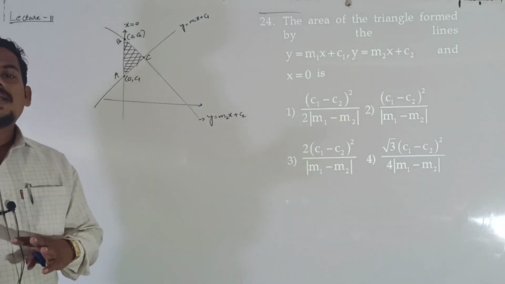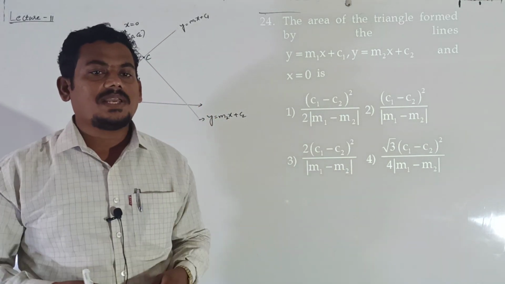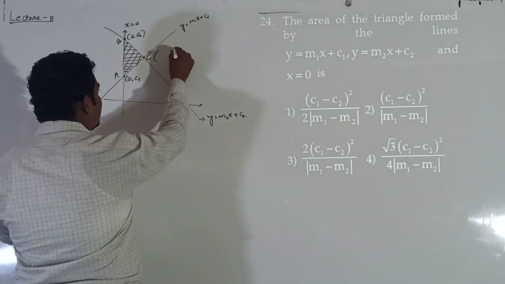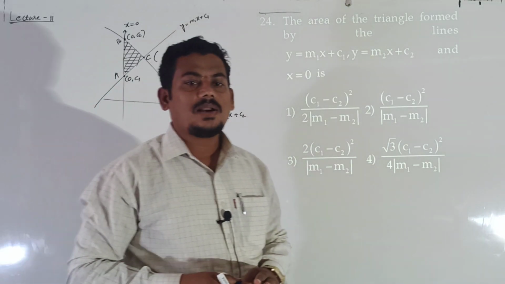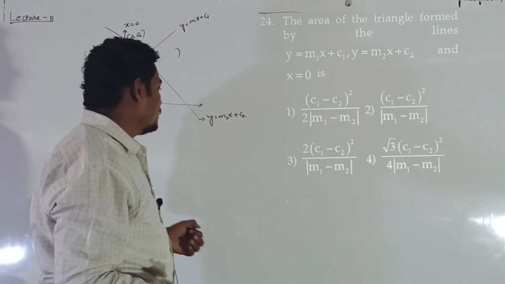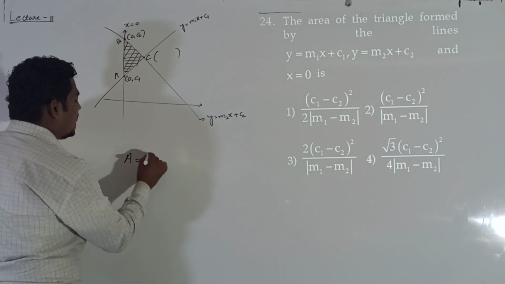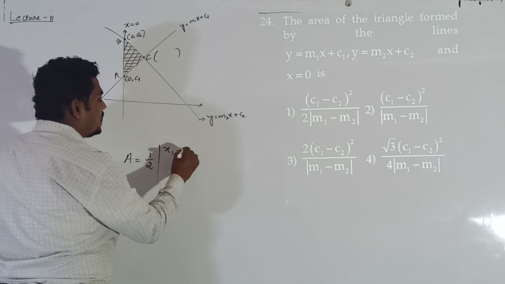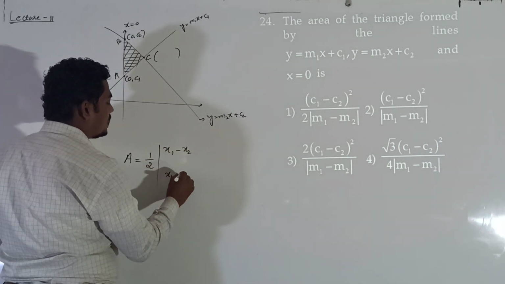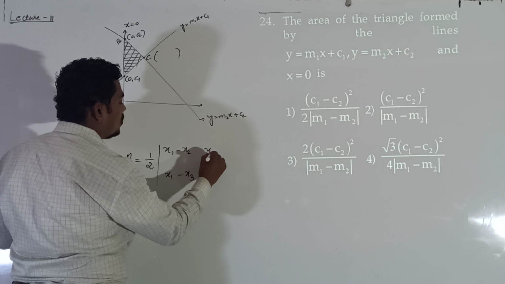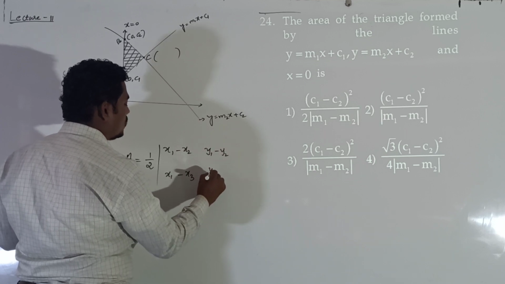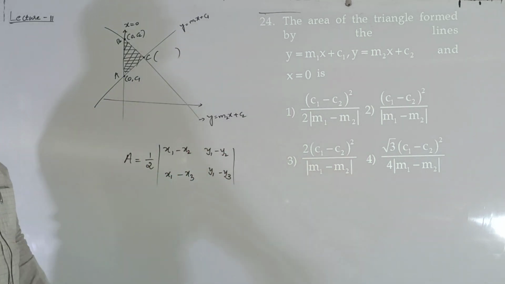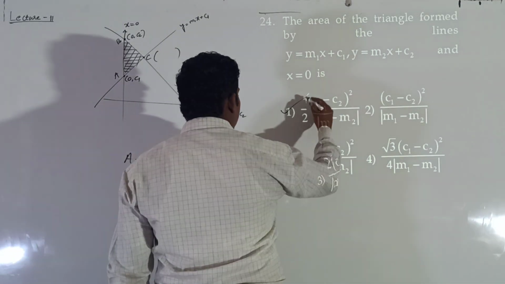How to find coordinates of point C? Just by solving given two equations, right? If you solve these two equations, then we get third vertex. After that, you have area of the triangle formula. Area of the triangle A is equal to 1 divided by 2 times determinant x1 minus x2, x1 minus x3, y1 minus y2, y1 minus y3. Use this formula, then you get first option, right?